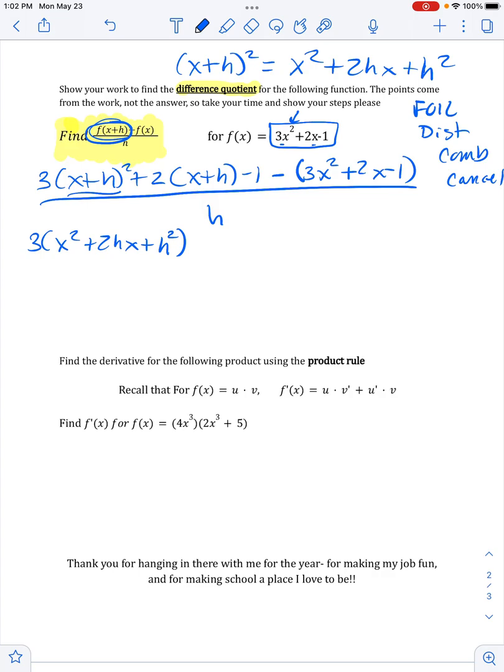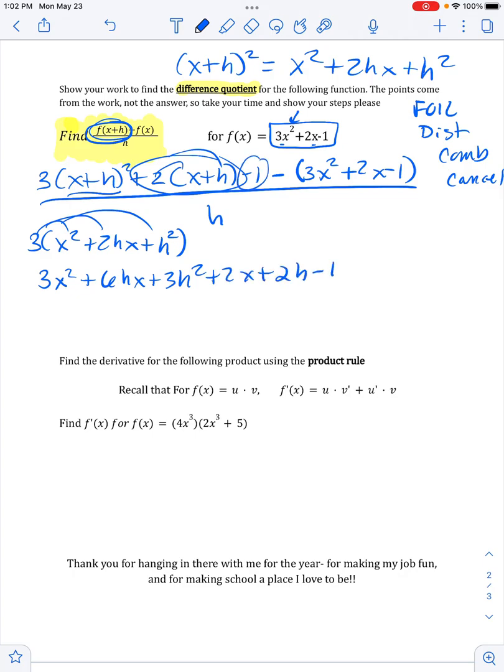Okay, so let's go ahead and distribute this 3. And now I'm on to this, so I'm going to distribute that 2. And then I have this minus 1 hanging out. And then this negative is really easy to forget, but don't forget to distribute that. I'm still working on the top. Technically, it's all still over h, but I'm going to work at the top.